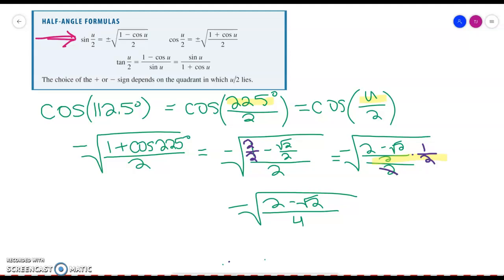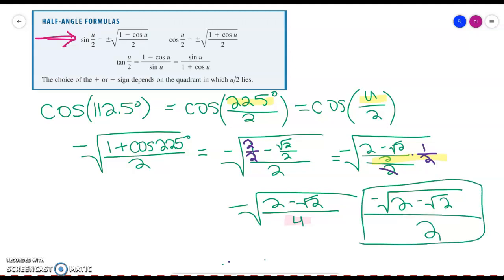Right? When we multiply fractions, we multiply straight across. 2 minus the square root of 2 times 1 leaves me with just 2 minus the square root of 2. All right, and then in the denominator, that 2 times 2 gives me 4. Now, once again, I can simplify this, because I can find the square root of 4. The square root of 4 we know is just 2. So I end up with negative square root of 2 minus square root of 2 all over 2.